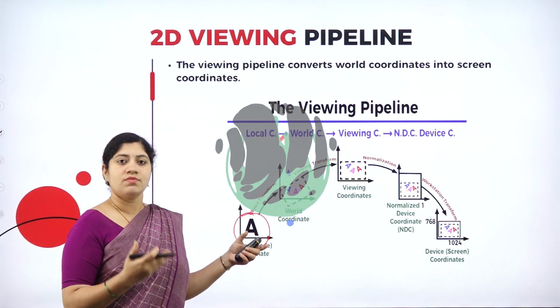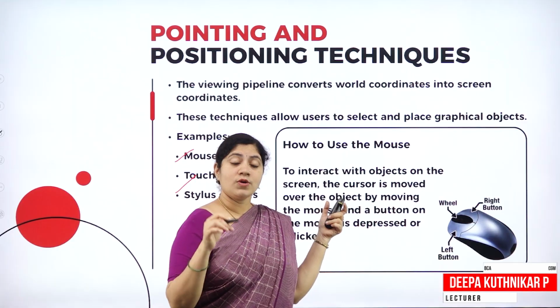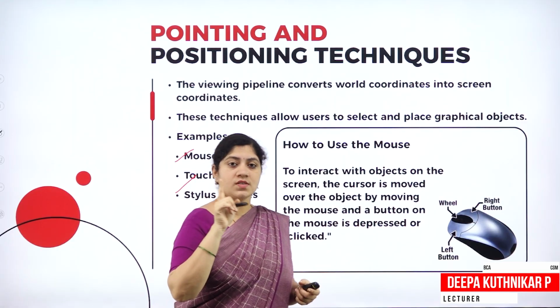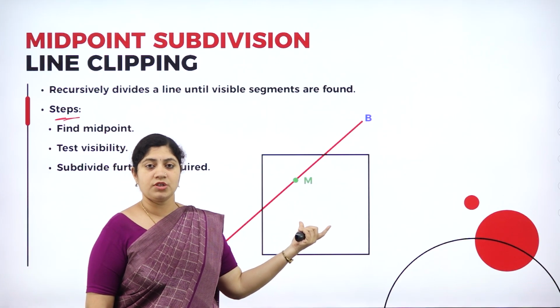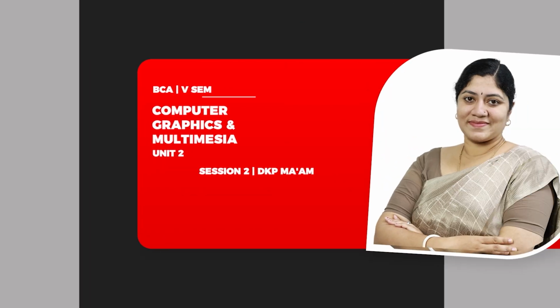So we have learned different transformation techniques, right? So that has been discussed in order to interact with the objects that are present in the screen, a sample image or object is considered, and we have found a midpoint of a line.